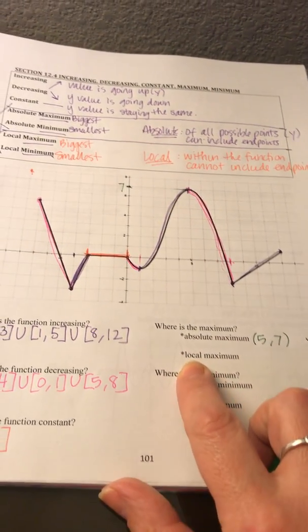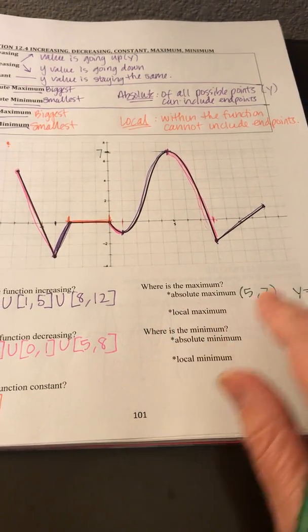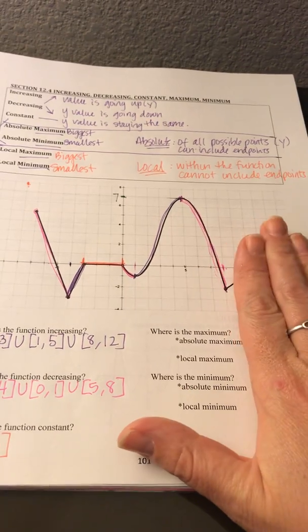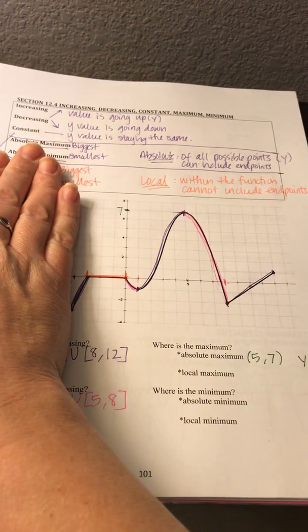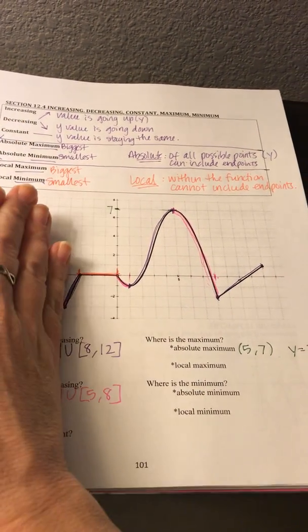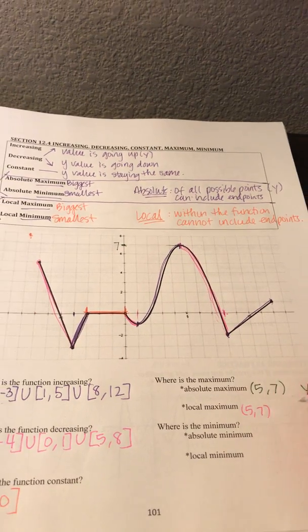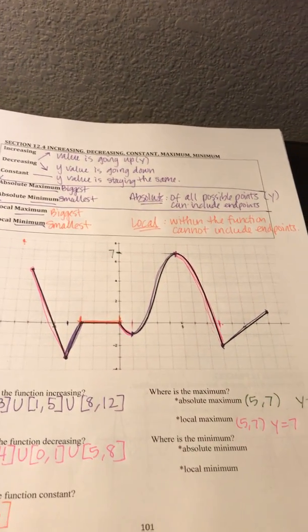Now, my local maximum does not include my endpoints, so I have to look not at this point and not at this point. Okay, of these points in between, which one's the highest? Again, it's the same. We're at 5, 7, or y equals 7.